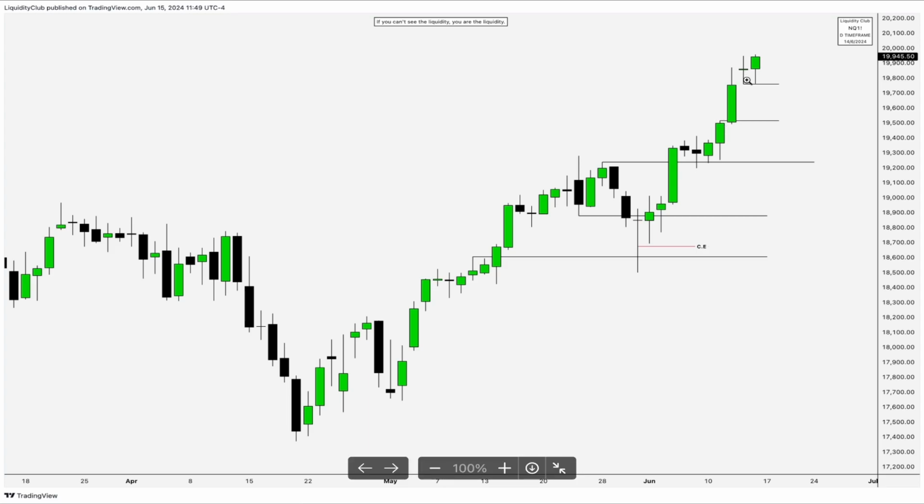Going to the daily time frame chart, you can see we have a fair value gap. This candle's high, this candle's low. Price formed equal lows right there. We can see price breaking down lower and taking out these lows, and then from there we can continuously see higher prices.